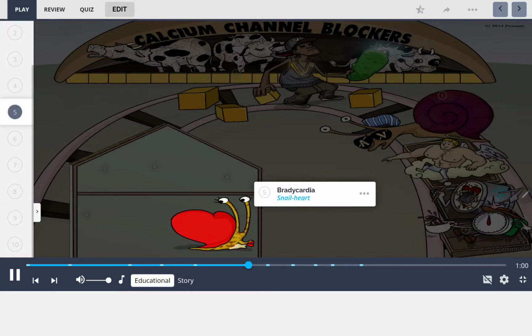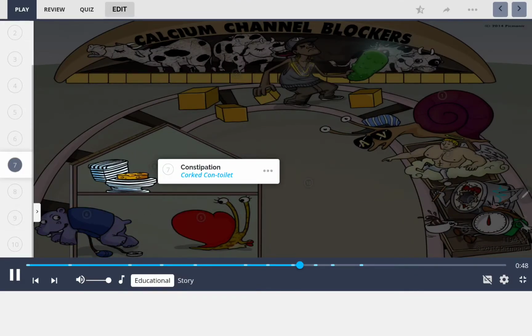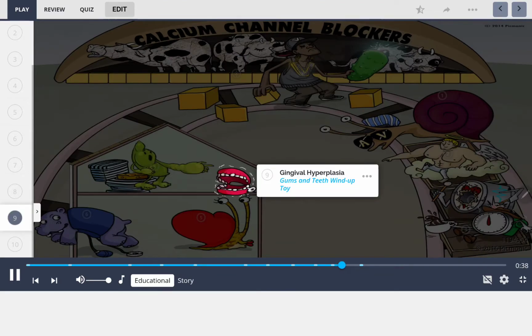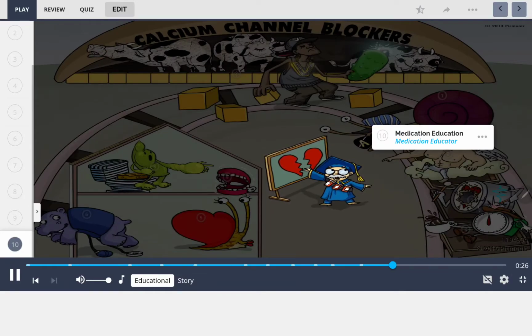These drugs have side effects which include bradycardia, the snail heart wife of the conductor, as well as hypotension, the hippo-BP that she has been seeing while the conductors have been away. Constipation can also occur from the calcium channel blockade, the corked con toilet, as well as peripheral edema, the peripheral edamame upstairs who is playing with the gums and teeth wind-up toy, which represents the side effect of gingival hyperplasia. Finally, patients should be given thorough medication education, the medication educator explaining the consequences of this drug class.